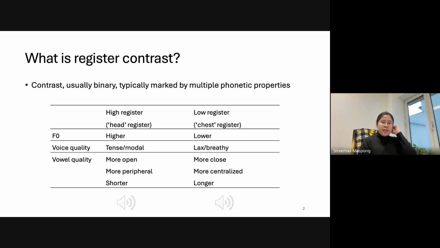So for the case of high register, there are several phonetic properties, including F0, voice quality, and vowel quality. For the high register, you would have higher F0, tense or modal voice quality, and more open, more peripheral, and shorter vowel quality. And for the low register, you would have lower F0, lax or breathy voice quality, and more close, more centralized, or longer vowel quality. So I have some sounds that I hope I can play.